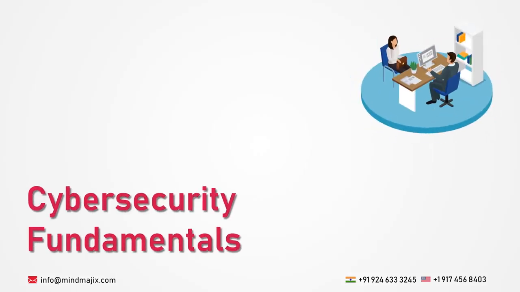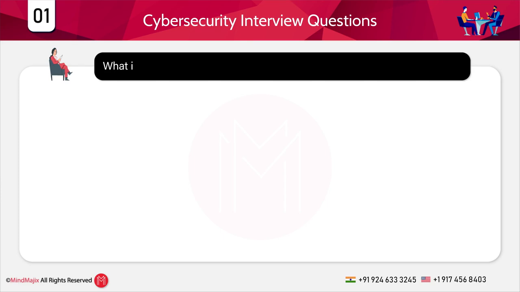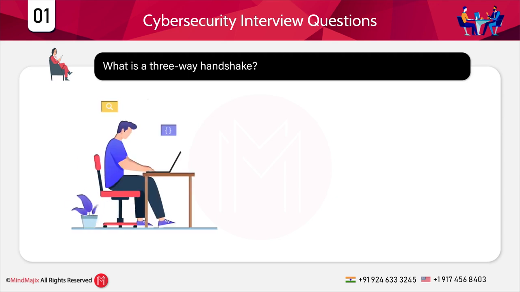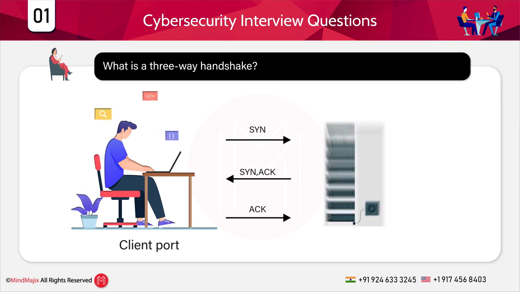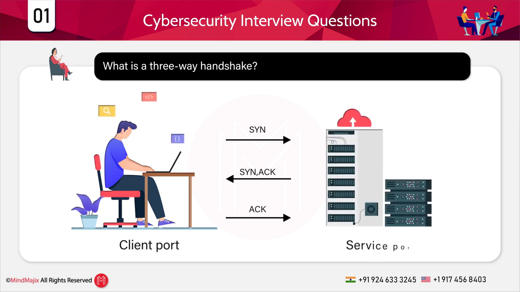Cybersecurity fundamentals. So the first question is, what is a three-way handshake? For the answer, you should be very precise. It is a method through which a TCP connection is established between two clients or two entities. It involves sending a SYN packet from the client to the server. Then the server responds with a SYN (synchronize) and ACK (acknowledgement) packet. Further, if the client gets these two packets, that means the server is allowing the connection. Then the client sends the acknowledgement packet and the connection is established.